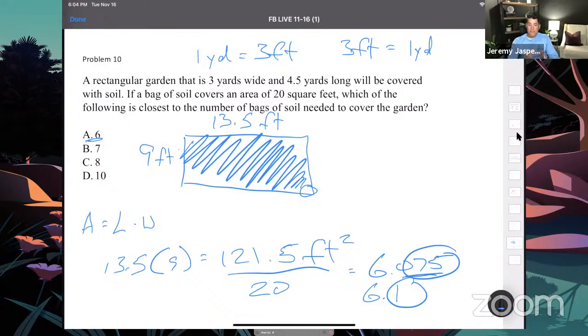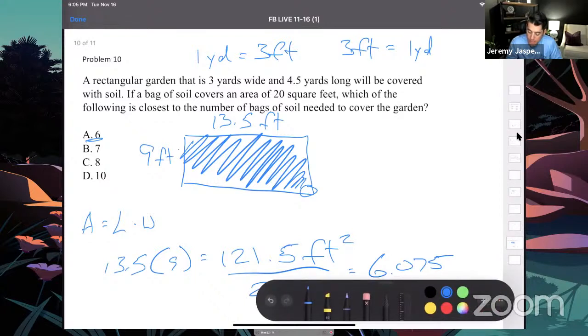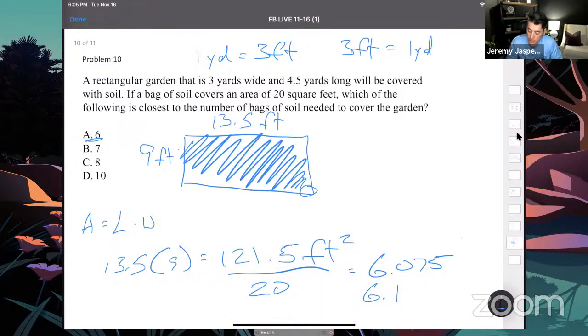No, you didn't. Anytime you're dealing with a problem where it asks if you're covering something, in this case, soil in a garden, if you're tiling a floor, if you're carpeting a floor, if you're painting a wall, and they give you certain amounts like 20 square feet per bag, 100 square feet per bucket, all these different things. If you end up in a fraction or a decimal of any kind, always round up to the next whole number, period. In this case, we've got the 6.075 or 6.1.